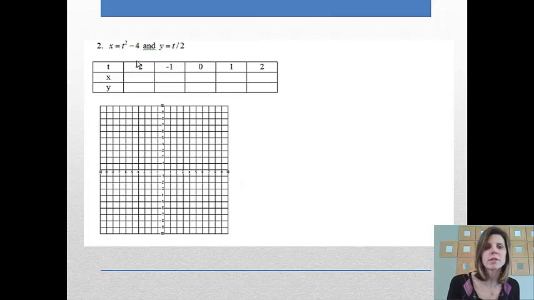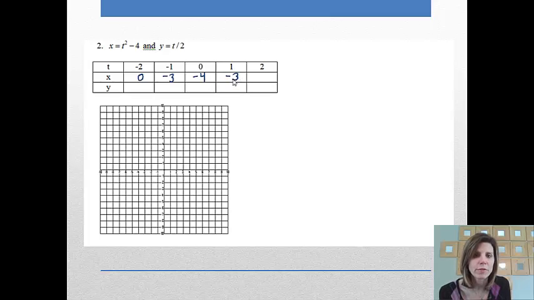All right, let's take a look at example number 2. We have x equals t squared minus 4 and y equals t over 2. Again, I'll take the x values first and plug them in. If we plug -2 in here, -2 squared minus 4 is going to give me 0. If I plug -1 in, -1 squared minus 4 will give me -3. If I plug 0 in, 0 squared minus 4 will give me -4. If I plug 1 in, 1 squared minus 4 will give me -3. And then 2 squared minus 4 will give me 0.